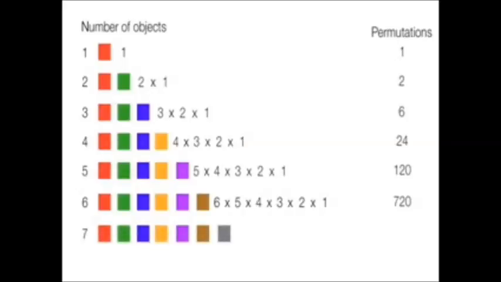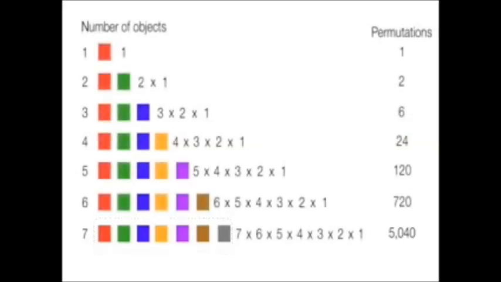Now with 7 objects, this is my last one, I have 7 times 6 times 5 times 4 times 3 times 2 times 1, and that equals 5,040. It turns out I can take these 7 objects and create 5,040 different permutations.